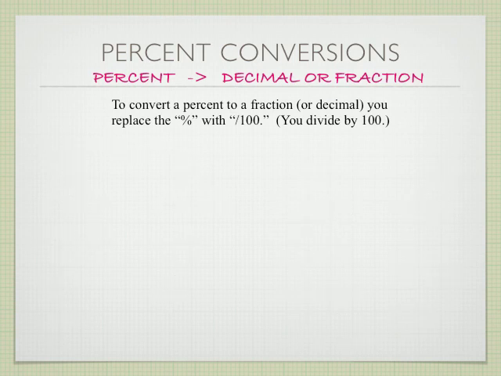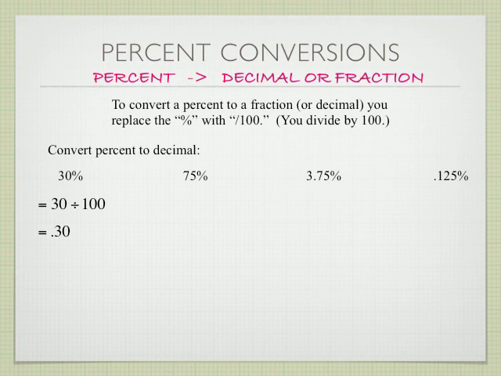To convert a percent to a decimal, I replace the percent sign with divide by 100, but remember with the decimal form, I'm just moving the decimal point. So 30%, right now the decimal point is after the 0. It's not actually written, but we know that it's there. So I move it 2 places to the left, and I get 0.30 or 0.3. 75% would become 0.75. I just moved the decimal point 2 places to the left. I know I'm going to the left because percent means divide by 100, and if I'm dividing by 100, I'm making the number smaller.